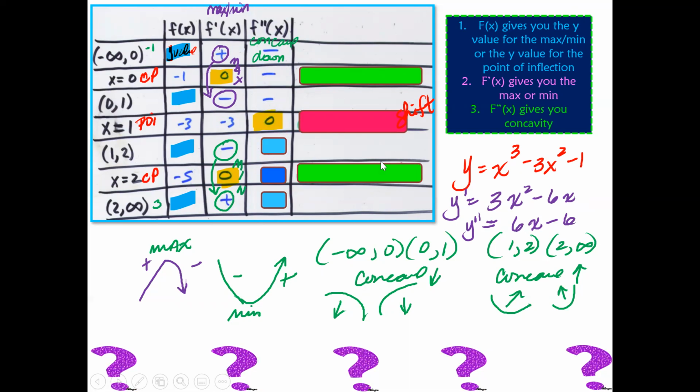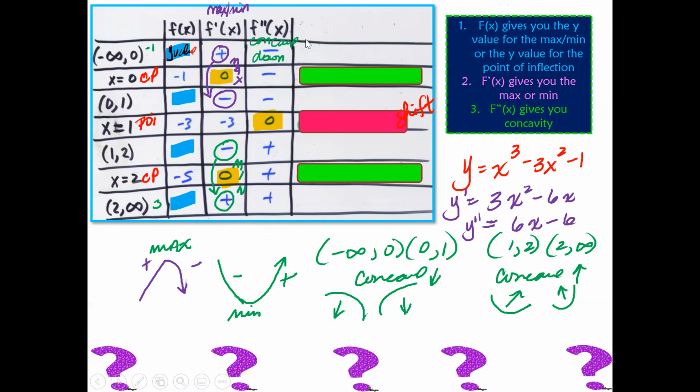Picking a point between 1 and 2, 0.5. 6 times 0.5 is going to be a 3. 3 minus 6 is a negative. I'm sorry, it's 1.5, not 0.5, 1.5. 1.5 times 6 is going to be bigger than 6, so that's a positive number. Minus 6 is going to be a positive. And then when x equals 2, you're going to plug it in here. That's going to give you a 12 minus 6, which is going to be a positive. And then a good number to pick between 2 to positive infinity is 3. 3 times 6 is going to be 18. 18 minus 6 is going to be a positive.